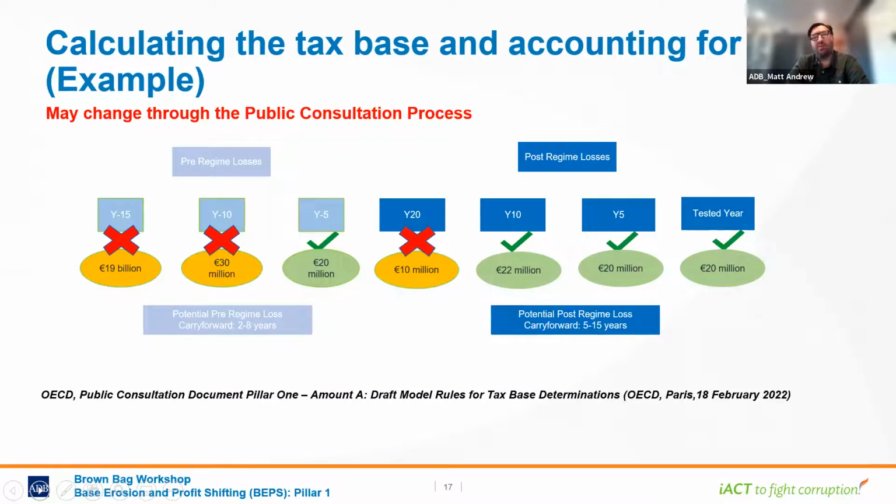In terms of losses, as noted above, this is an example again for you. Pre-regime and post-regime losses will be allowed to be carried forward, as can be seen from this example. And this example just shows where there are losses which are disallowed outside the time periods currently indicated. As I've mentioned, pre-regime losses will be carried forward in the range of 2 to 8 years, and post-regime losses in the range of 5 to 15 years. And again, these ranges will be worked on by the OECD in order to confirm the exact length of time for allowable pre and post-regime losses.